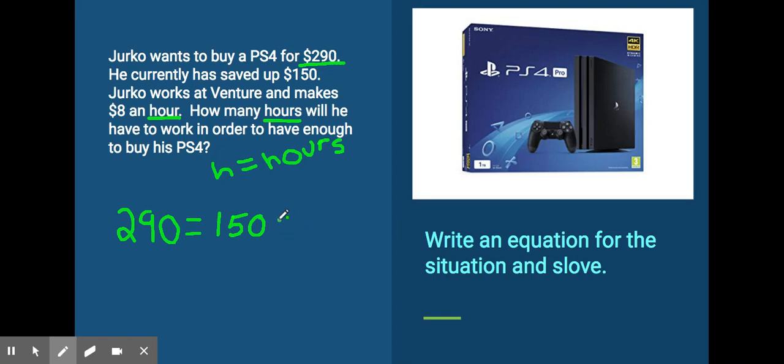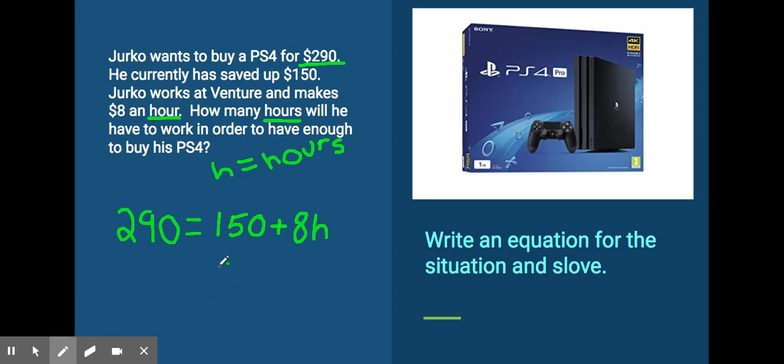With that, he's going to add the amount of money that he makes working at Venture. Well, now, how do we know how much money he makes at Venture? We know that he makes $8 an hour. So the amount of money he makes is going to be 8 times the number of hours, and the number of hours is what we're going to be trying to figure out. Okay, I'm going to give you a chance to solve this on your own. That should be about 2 minutes. You should be able to do that in about 2 minutes.